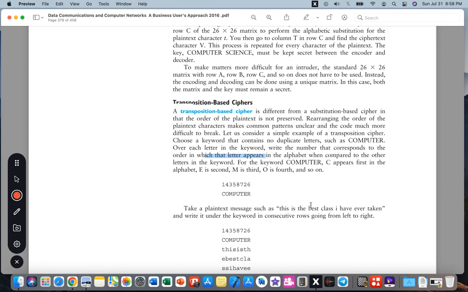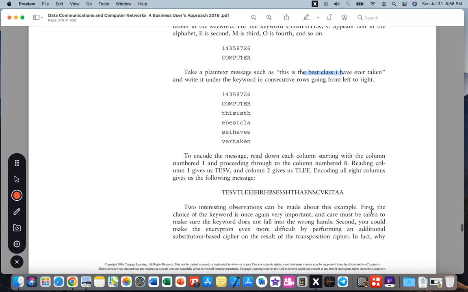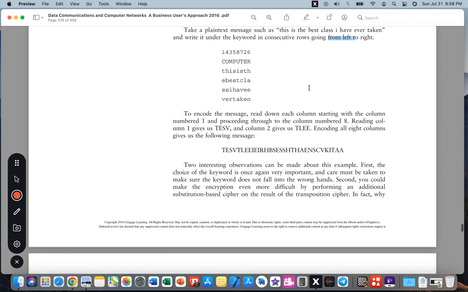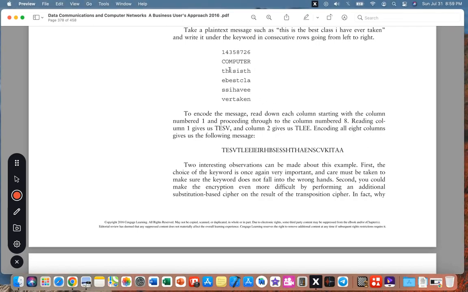Take plain text, such as this is the best class I've ever taken, and write it under the keyword in consecutive rows, going from left to right. To encode the message, read down each column starting with the column numbered 1 and proceeding through to the column numbered 8. Reading column 1 gives us the letters tseV, and column 2 gives us TLEE.